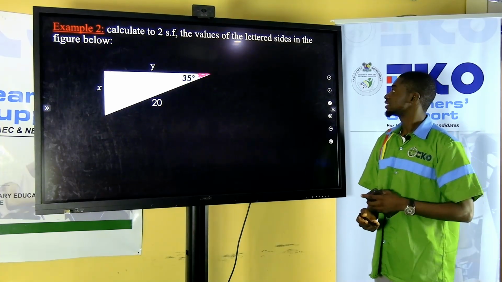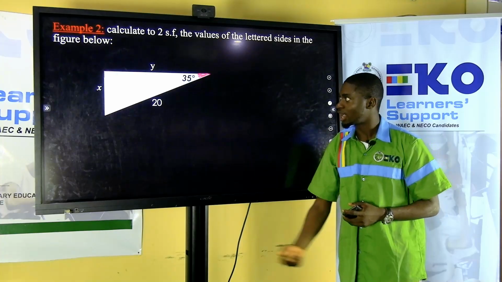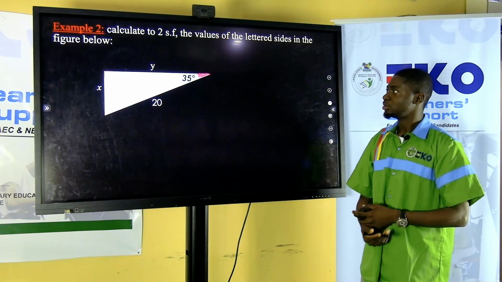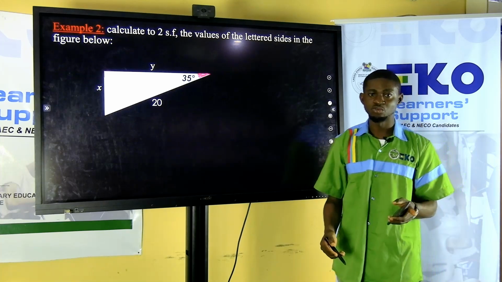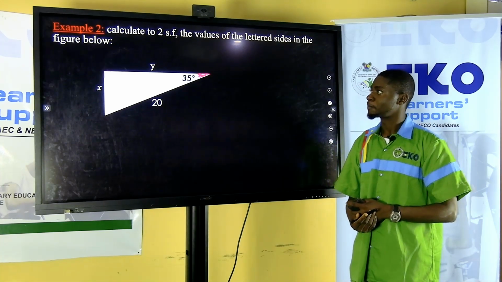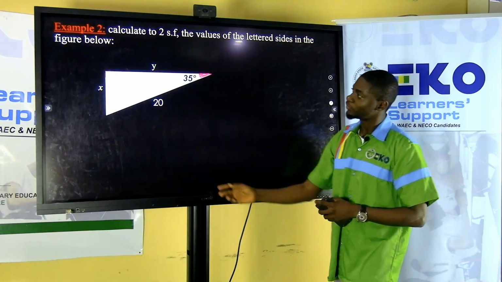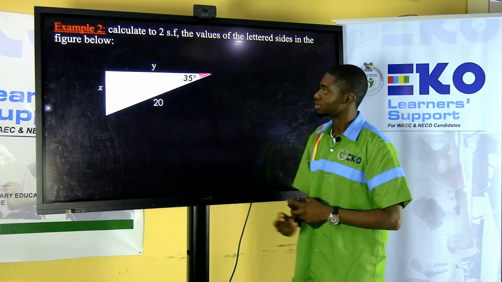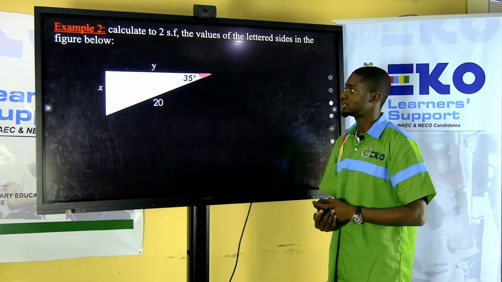In our last example, we dealt with how to determine the angle given two sides. But here, how can we determine sides given one angle and one side? So that's the situation we find ourselves in here. We are to find the value of x and y given this angle and the hypotenuse side.